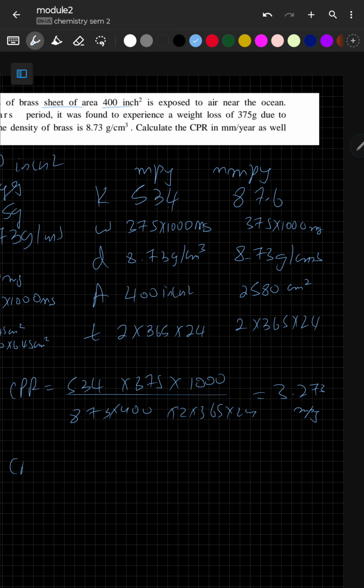Correct. Now the other one, I'll likely solve it. You can write it and solve. I'm just trying to save some time. 87.6 into 375 into 1000. I'll tell orally whatever I'm doing. Divided by 8.73 into 2580 into 2 into 365 into 24. That's going to give me 0.0832 mmPy, which is also correct.